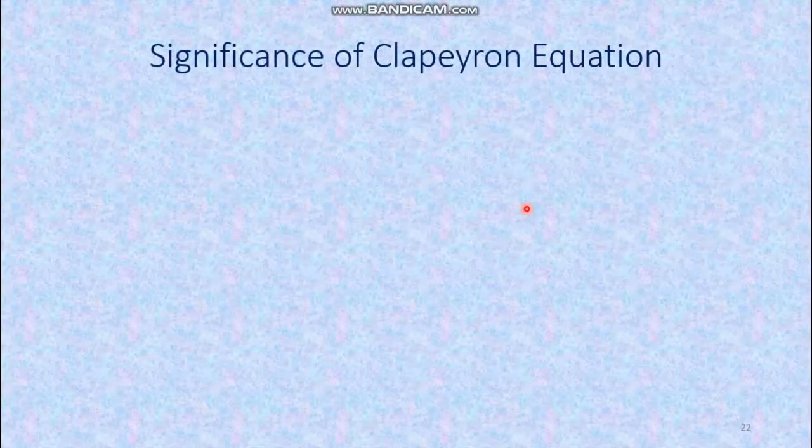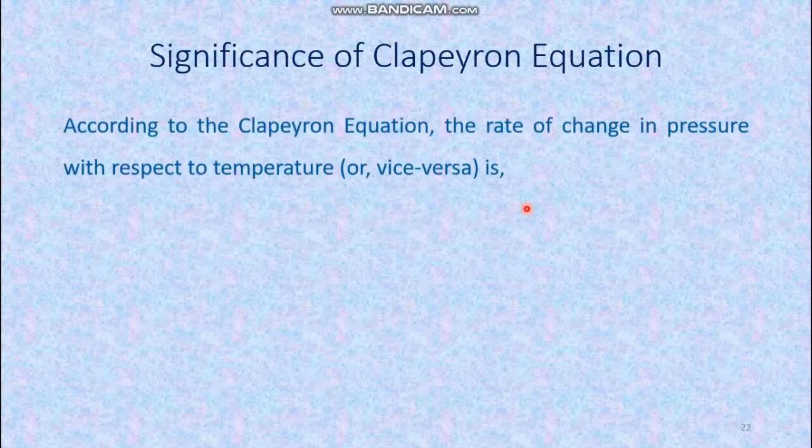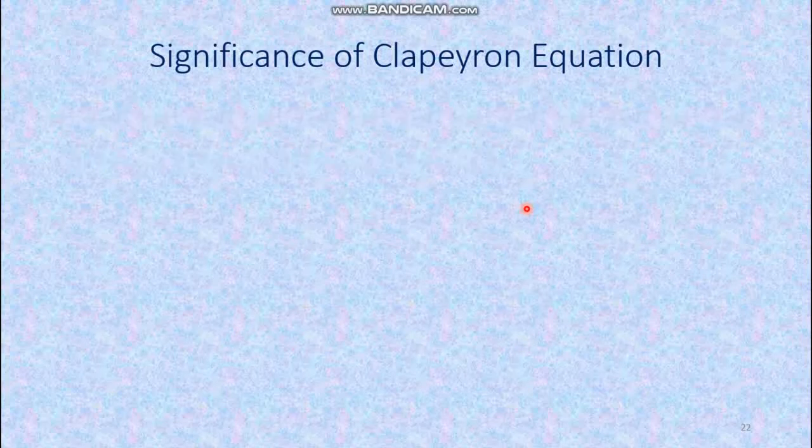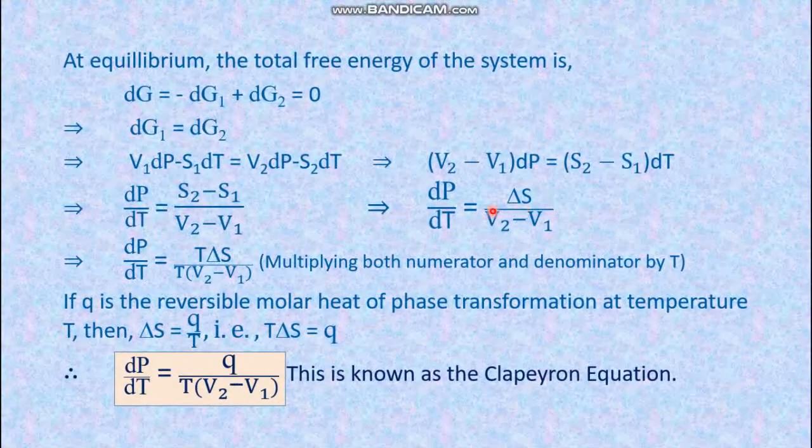Now, the significance of the Clapeyron equation. So where can we apply it properly? According to the Clapeyron equation, the rate of change in pressure with respect to temperature, or vice versa. That means, look back here, this expression is dP by dT. This is the rate of change in pressure with respect to temperature, and vice versa also.